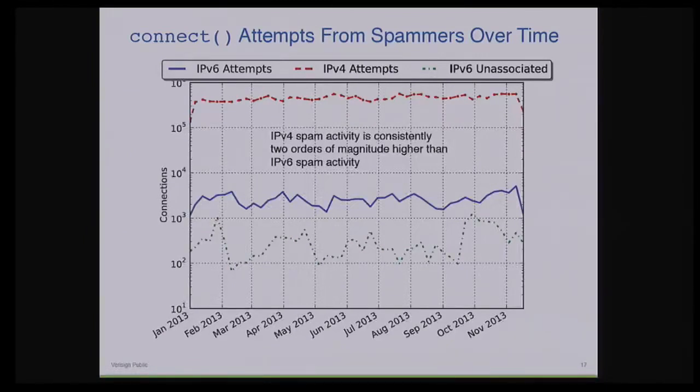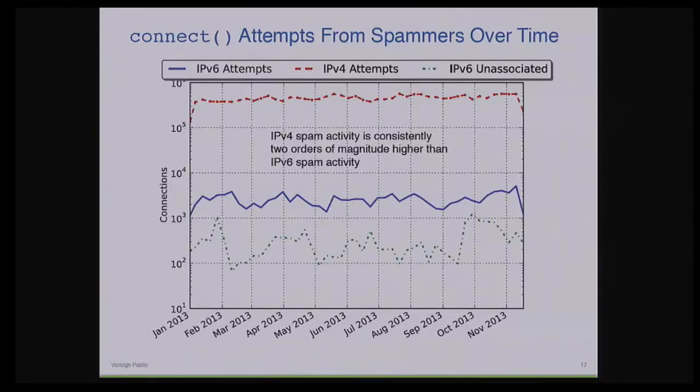Okay, now I have these grouped into 3 categories. In the blue, the middle line there, is IPv6 attempts that we were able to associate with IPv4 addresses. Okay, and then the lowest one there is IPv6 unassociated, and that's because we were not able to associate it with anything, for better or for worse, spammer or not, and so we had to put it in its own category. And then we have IPv4 attempts at the top.